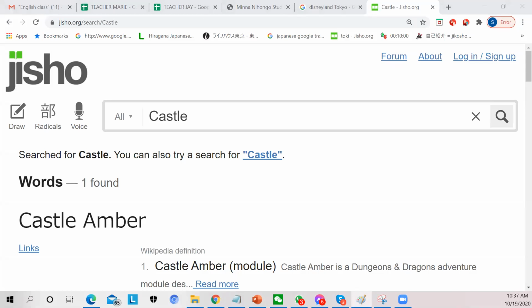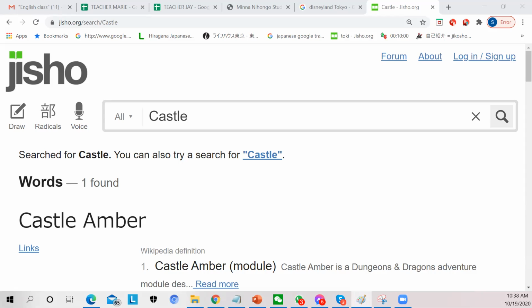Castle is shiro, you said, Sensei? Shiro, yes. But you will put a demonstrative, so you will use kono, sono, or ano. Which one are you going to use? The castle is near to you. Kono. Okay, kono. Kono shiro wa. Very good.